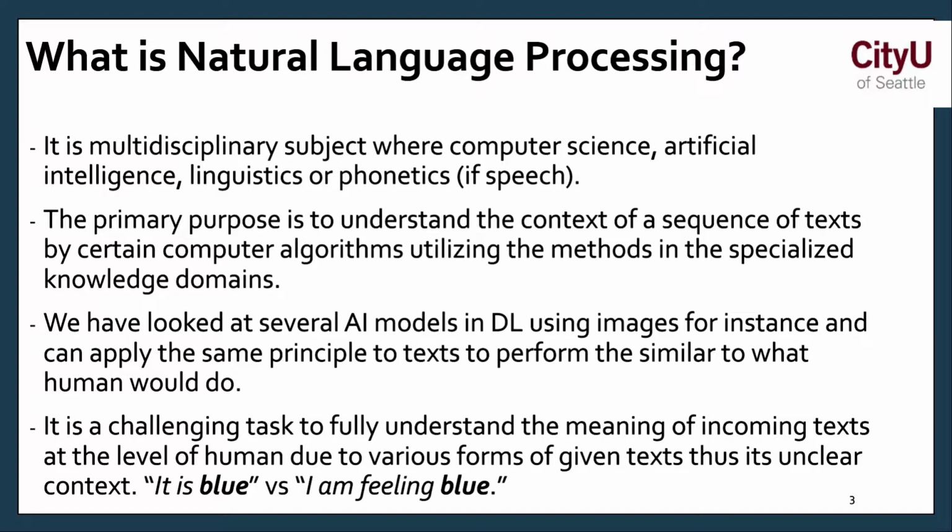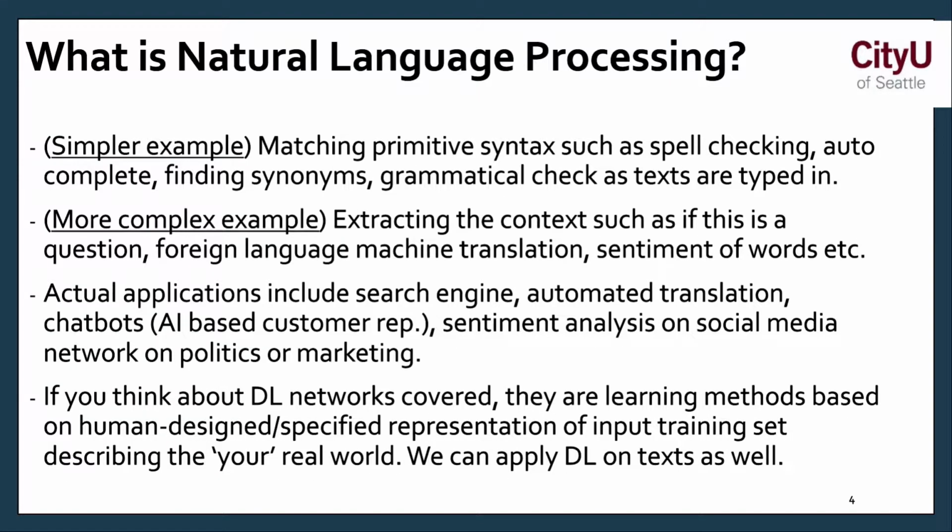We have different AI models in deep learning for images, and we can apply the same principles that we've learned to text, right? It is a challenging task to fully understand because even for humans, it is unclear when it is blue versus I'm feeling blue, right? It is blue is saying that it's a color, and I'm feeling blue means you're sad or down, right?